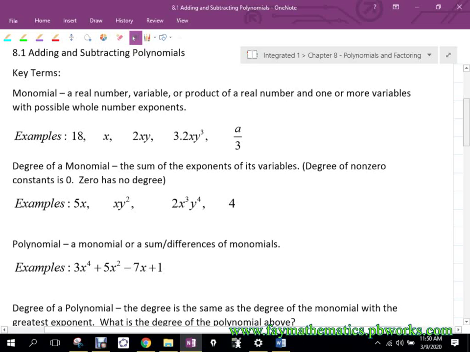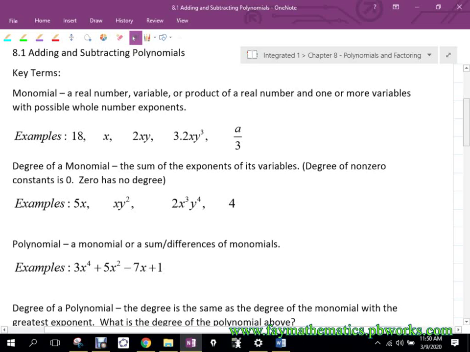So monomials. What does the prefix mono mean? Solo. Yeah, it means one. So nomial refers to a term. When we talk about nomials in mathematics, we refer to a term, or you might think about it as an object. So monomial means we have one term or one object. By definition, it's a real number. It could be a variable. It could be the product of a real number and a variable. And it could be a product of a real number and multiple variables with exponents. Those are all things that classify something as a monomial. And these are all examples.